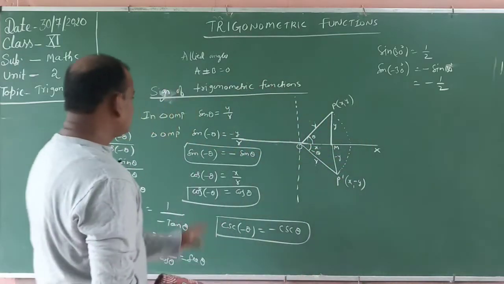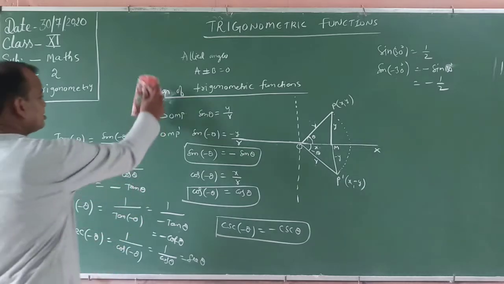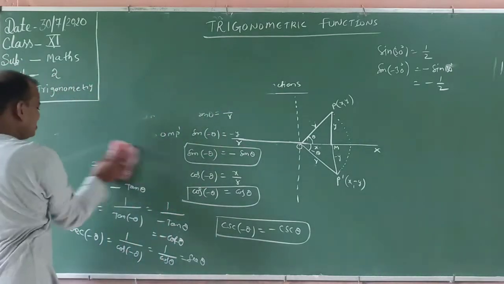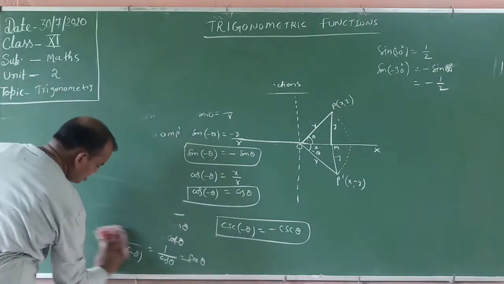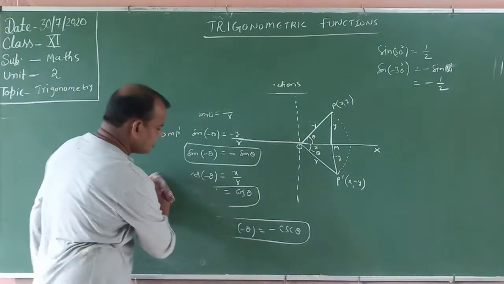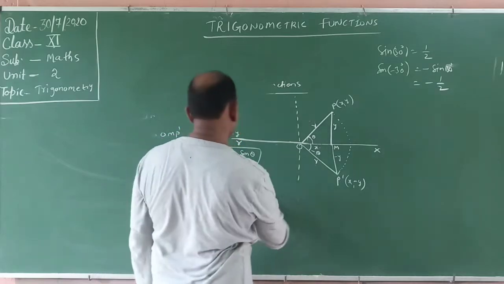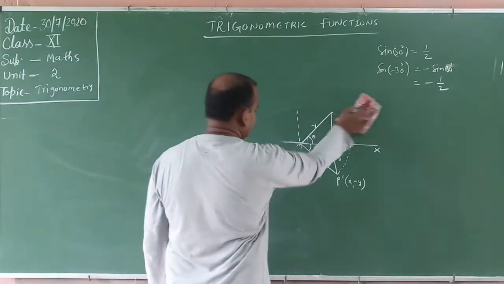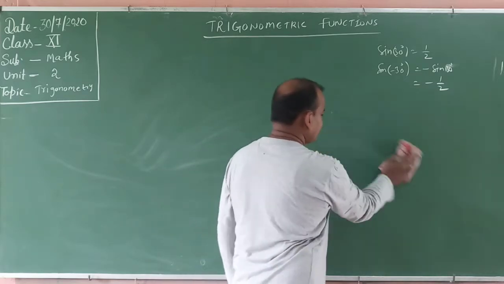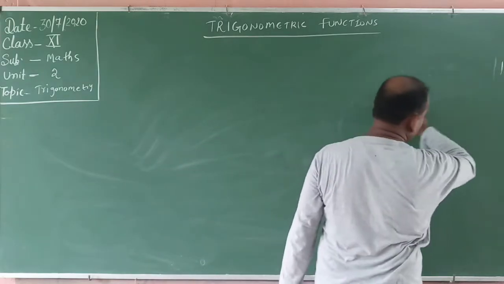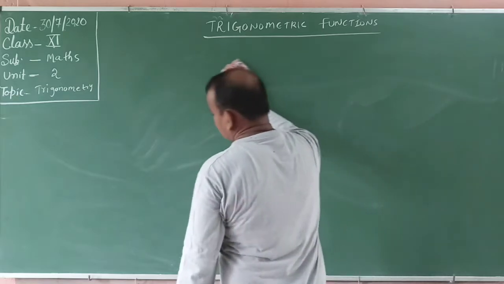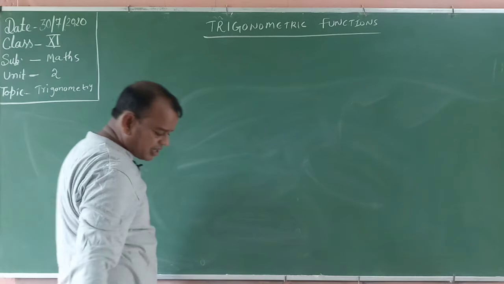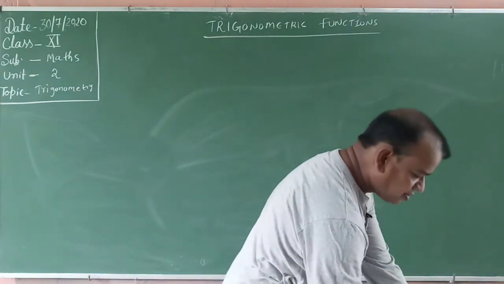Next, we have discussed the sign of the trigonometric functions. Now, allied angles. What are the allied angles? This is a very, very important topic for class 10 and class 11 students, whatever the basics. Now, how many trigonometric ratios are there? 6 trigonometric ratios. These 6 trigonometric ratios are classified in the coordinate axis, in quadrants.